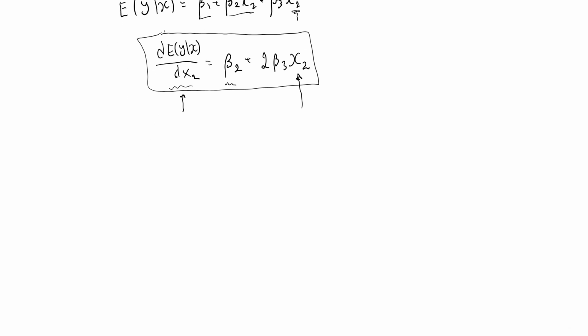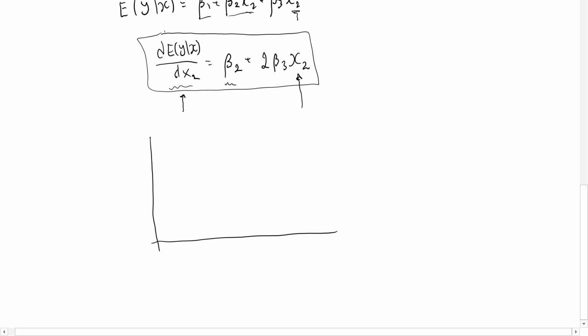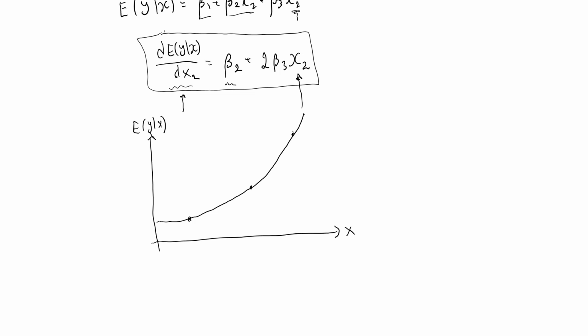And that makes sense if you think about it like this. What we're doing here is we're modeling the expected value of y given x as a function of x, and we're claiming that this is a quadratic function, so it could look something like that. Then clearly the derivative of this, the slope of this, will be different for different x values. So how much the expected value of y increases when x increases by 1 unit depends on x. It depends on where we start from.